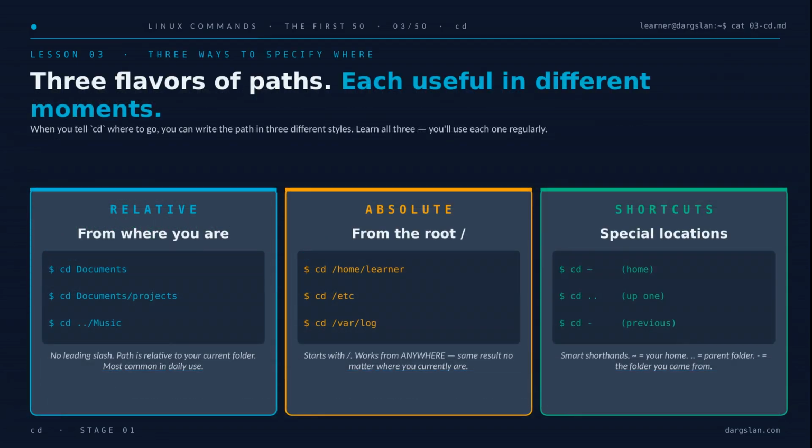Now here's something worth pausing on. When you tell CD where to go, you actually have 3 different styles of writing that destination. The first is relative, just the folder name, like CD documents, which starts from wherever you currently stand. The second is absolute. It begins with a slash, like CD /home/learner, and works from anywhere on the system. And the third is shortcuts. Tilde for home, 2 dots to step up 1 level, a dash to jump back to where you just were. All 3 are worth knowing because you'll reach for each one at different moments.